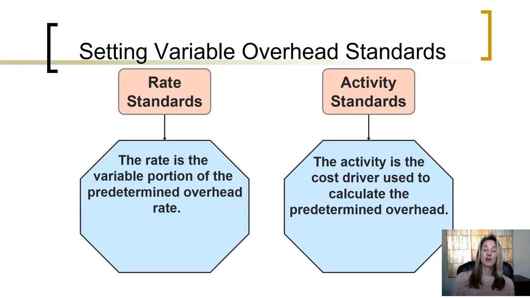Finally, setting our variable overhead standards. The rate would be the variable portion of the predetermined overhead rate. And the activity standards would be the activity that is used as the cost driver when we were calculating the predetermined overhead rate.